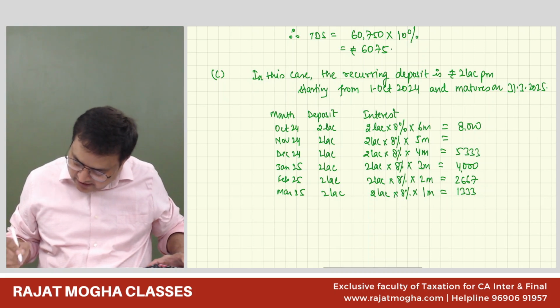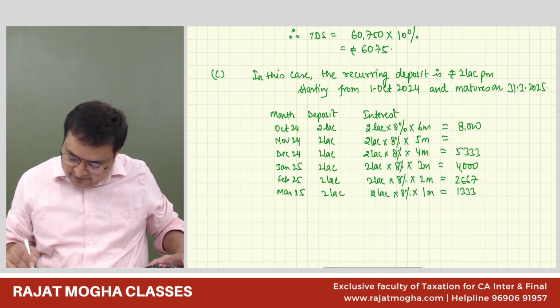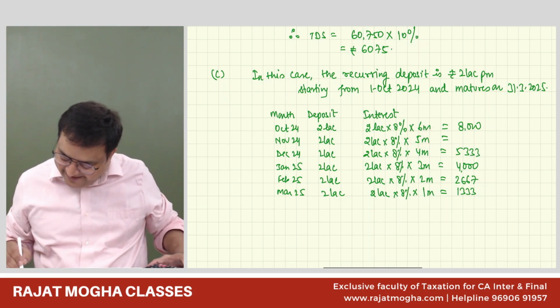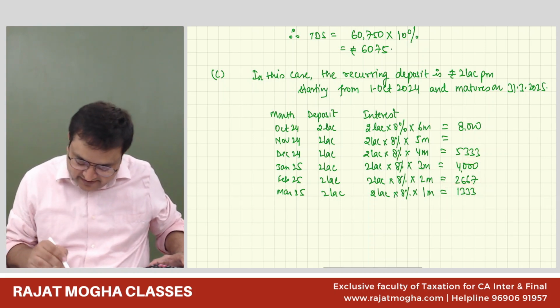Are you all getting it? How I'm doing it? For 5 months, I will take the total of these 3 and 2 months: 6667.